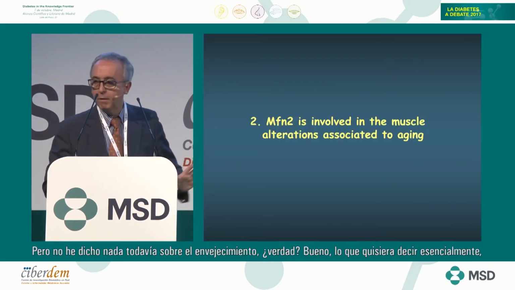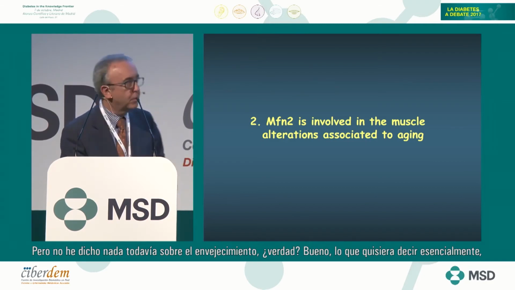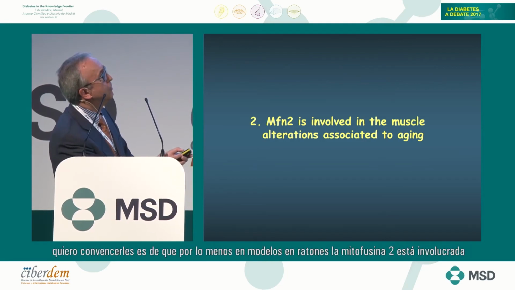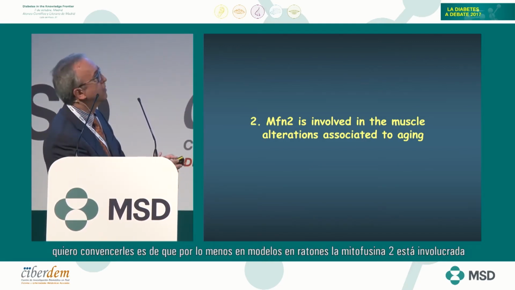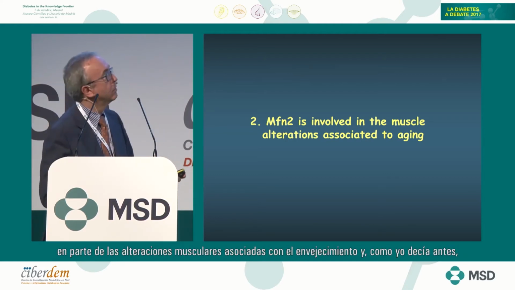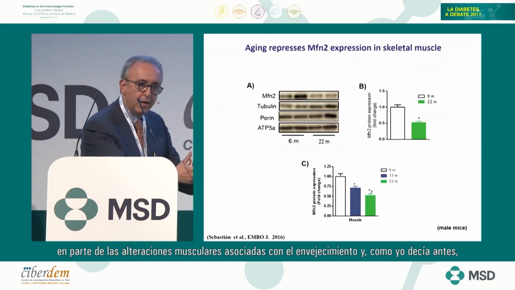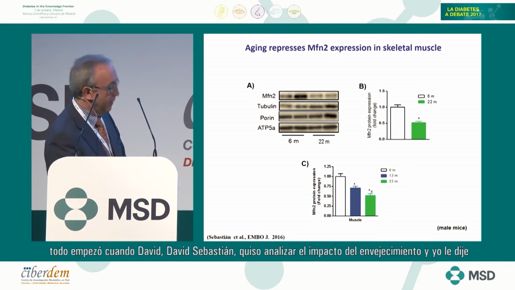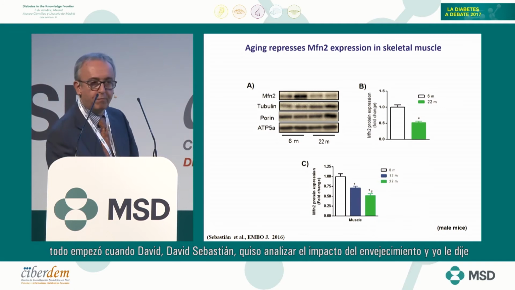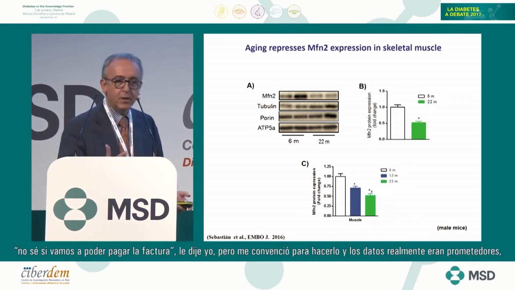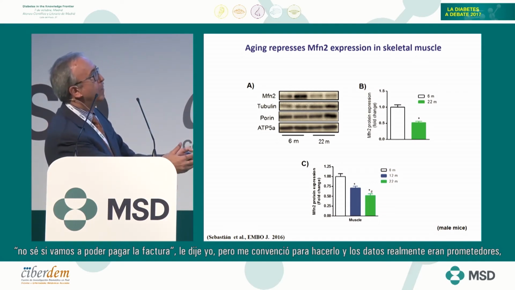Okay, but I haven't told you anything about aging, right? So what I want to tell you, essentially, I want to convince you, is that at least in mouse models, mitofusin 2 is involved in some of the muscle alterations associated with aging. And as I was saying before, everything started when David Sebastian was willing to analyze the impact of aging. And I said, well, I don't know whether we will be able to pay the bill. But he convinced me to do so. And the data were really promising.